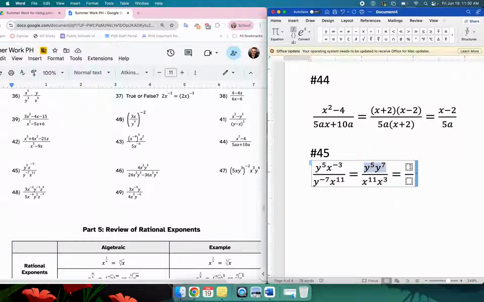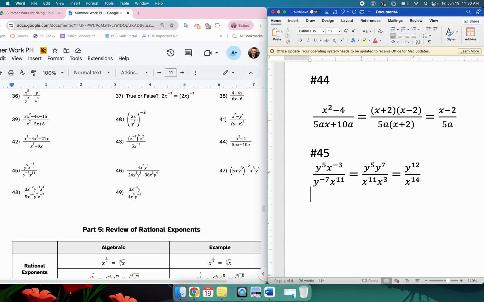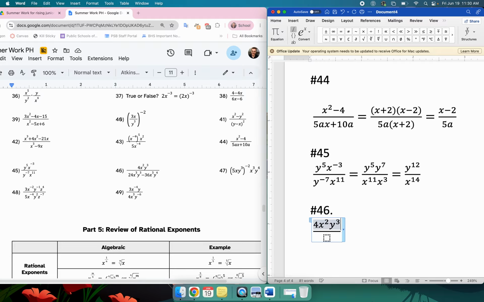Then I can do a little bit of simplification. y to the 5th times y to the 7th, you're going to add those exponents. That's y to the 12th. And in the denominator, that's 11 plus 3 is 14. I think that's it.